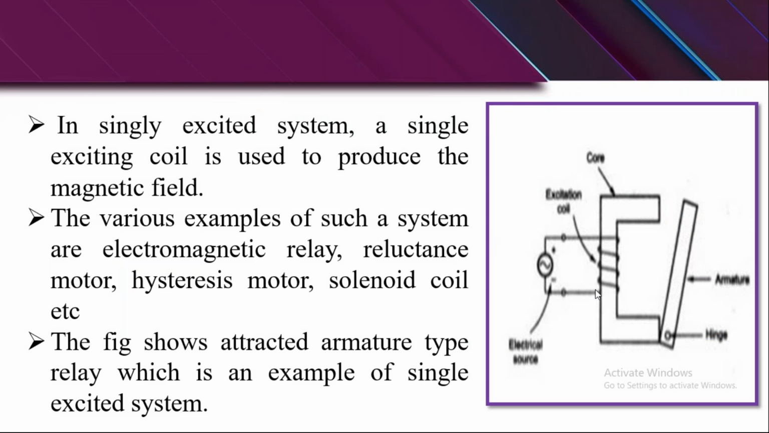And keep in mind that I will ask the question. Which one is an example of a single excited system? In the given options: solenoid type, attracted armature type, synchronous machine. So you have to choose the correct answer. The examples of single excited systems are the attracted armature type, solenoid type, hysteresis motor, and reluctance motor.